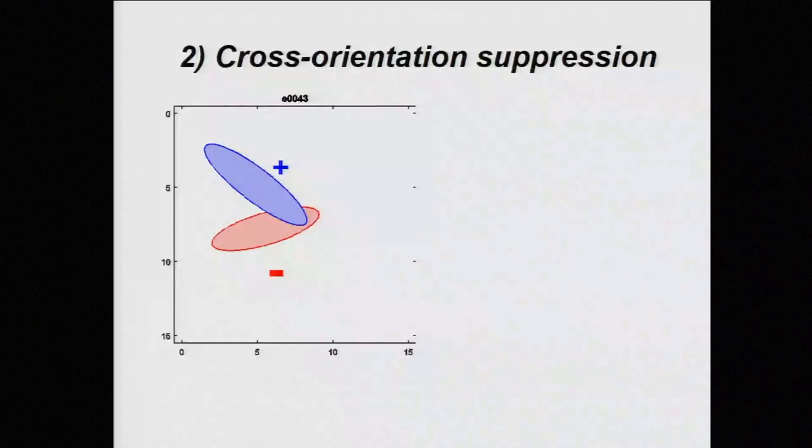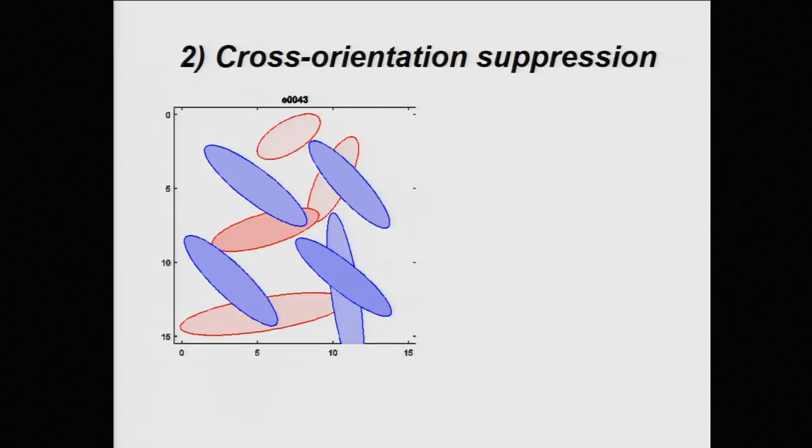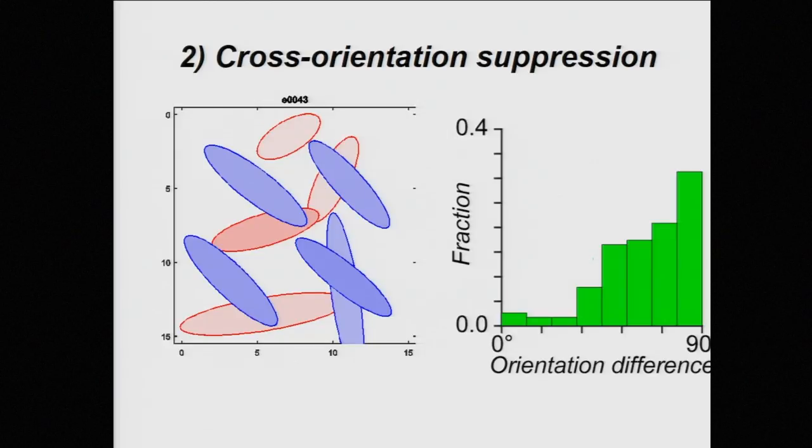That's one simplification. The second one was the cross-orientation suppression. The previous graph was a schematic, but this is now real data, where I'm showing for a V2 neuron local features, the most dominant positive feature and most dominant negative feature, and one can see they're approximately oriented at 90 degrees. Here are other features for that neuron, and one can see that positive features approximately have the same orientation, and the suppressive features are all approximately orthogonal to neighboring excitatory features. Across the population, the orientation difference between the excitatory feature and the suppressive feature is close to 90 degrees.